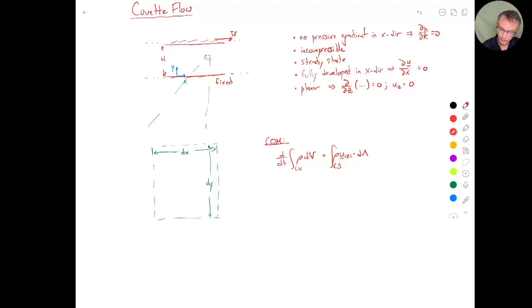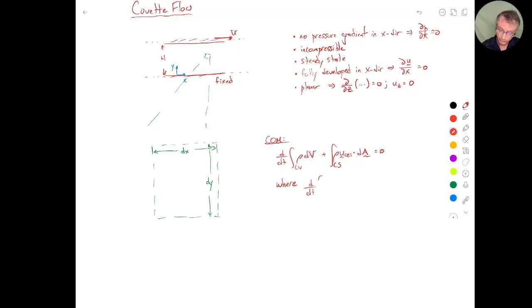Start with the basic equation. And I'm going to go ahead and simplify or write out what each of these terms is. So this first term is the time rate of change. So here's the time rate of change of mass inside my control volume, right?